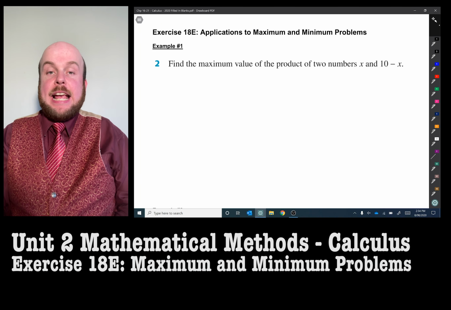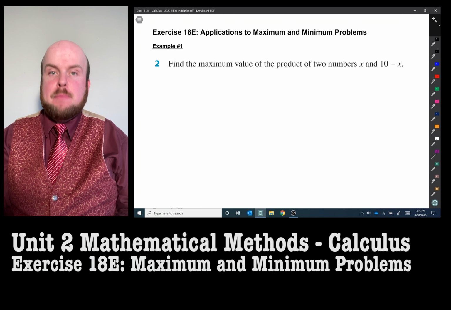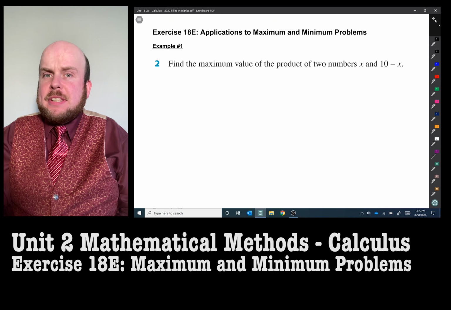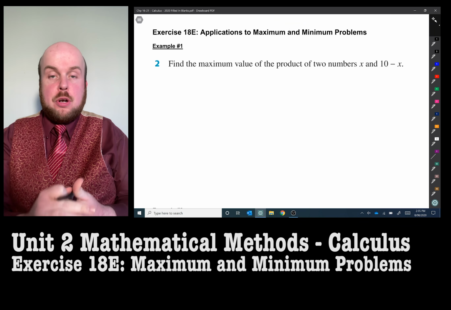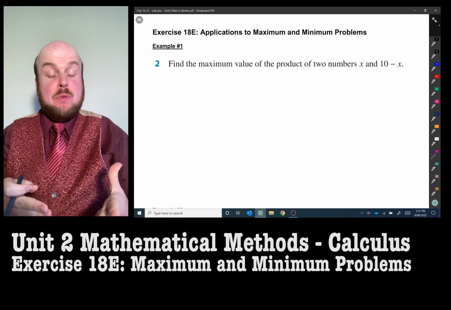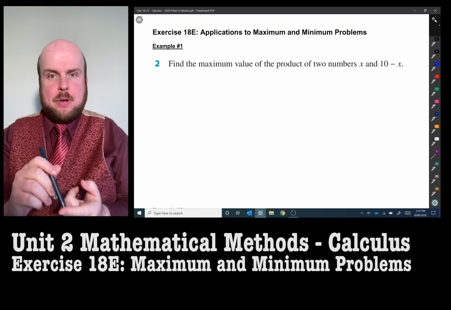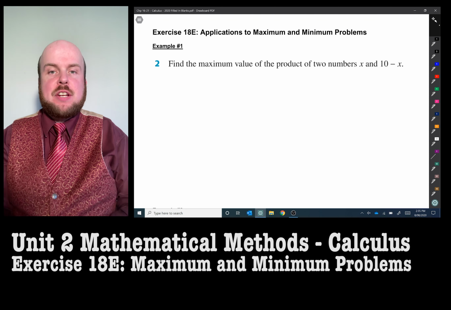Exercise 18E, Applications to Maximum and Minimum Problems. Almost every worded question relating to cubics or quadratics will eventually require you to find a turning point in some way, or a point of inflection.